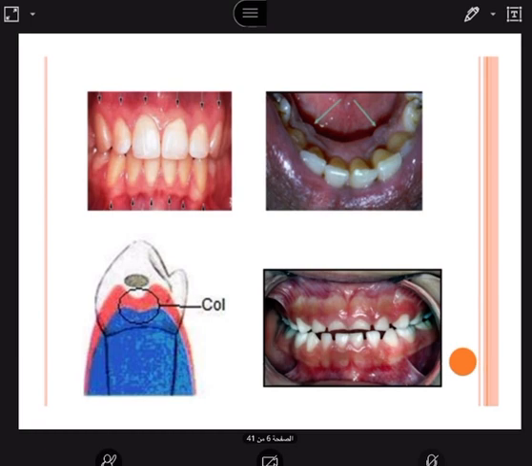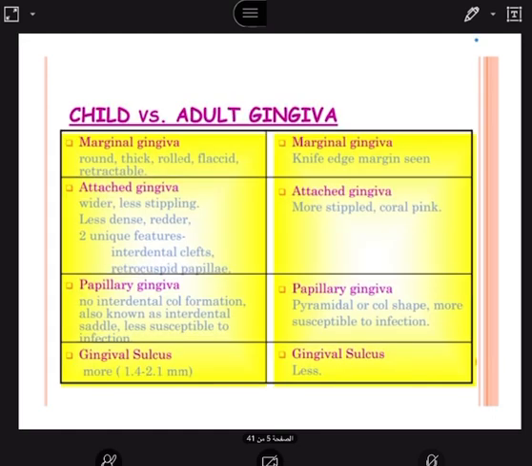Can you see this picture in which the col is mentioned? Col is a different phenomenon, I'll tell you what col is. In this picture you will find that shape. There is a ridge and a depression. You can see a knife edge here. This ridge which you are seeing is called the knife edge appearance. This you will usually see in adult gingiva, more of a knife edge margin. That's why I told you to focus on this marginal gingiva knife edge.